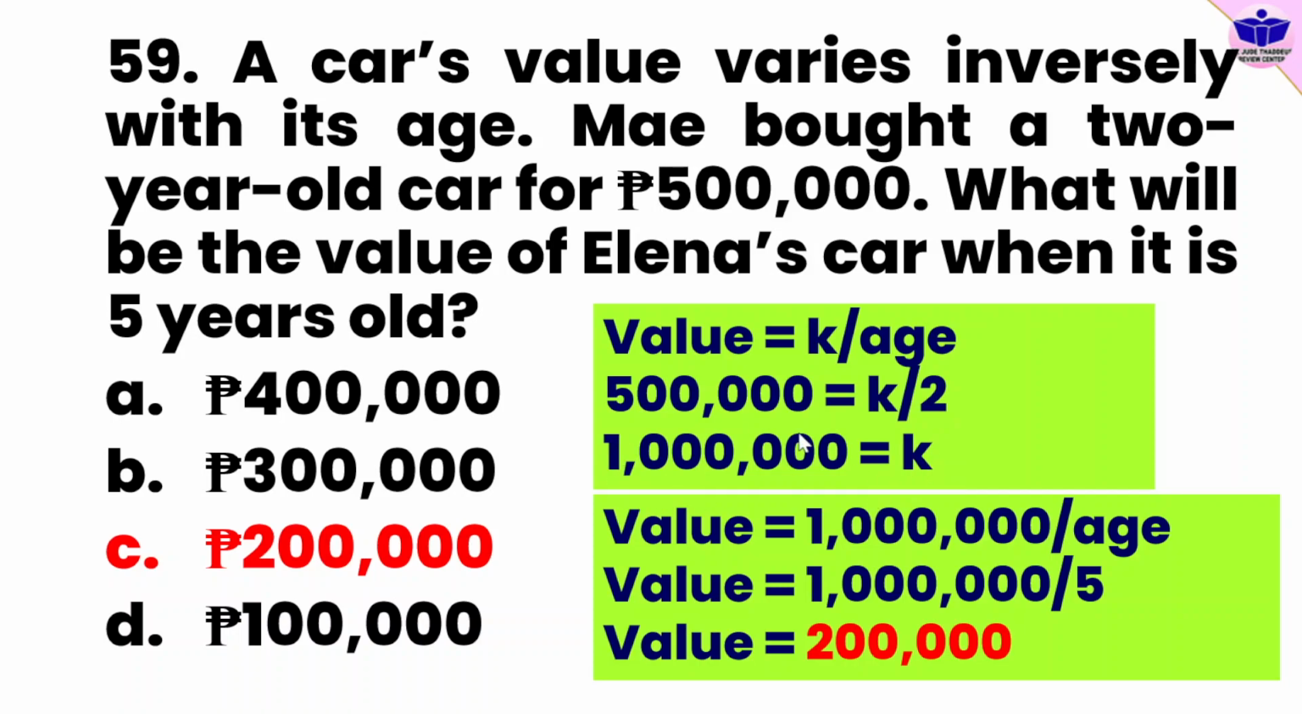Since we know the constant already, we can apply it to a different scenario, applying the same concept. What if the age of the car is 5 years old? 1 million is our k as we solved earlier. 1 million divided by 5, the value would be 200,000.